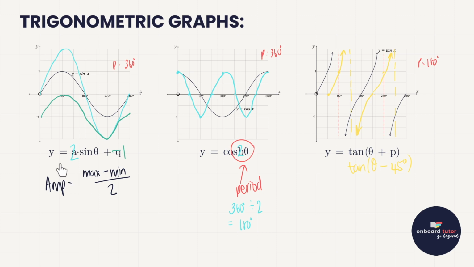And then obviously amplitude is important, period is important, and then they can ask us things like domain and range. So domain would be the x values. Be careful in a tan graph, asymptotes do not count as part of the domain. They would be excluded. And then range would be the y values linking to the maximums and minimums.